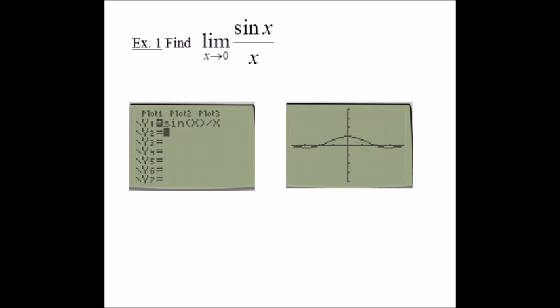At first glance, this function appears to exist everywhere, but you know by looking at the equation that it doesn't exist at x equals 0. However, it appears that both sides of the graph approach the same point from either side of x equals 0. You can probably guess what value the function approaches as x nears 0, but let's look at how to use the calculator to find it.